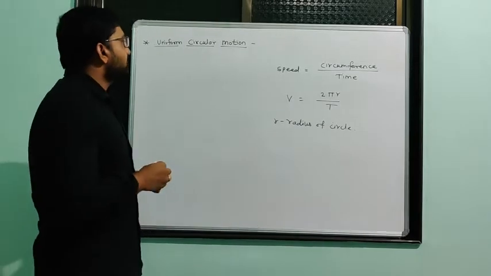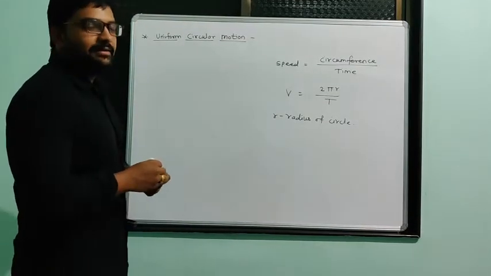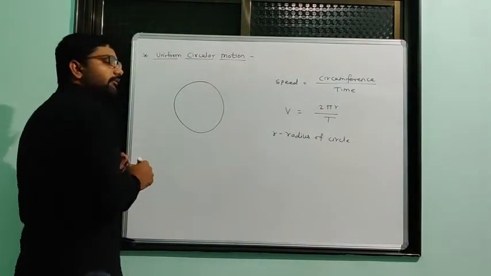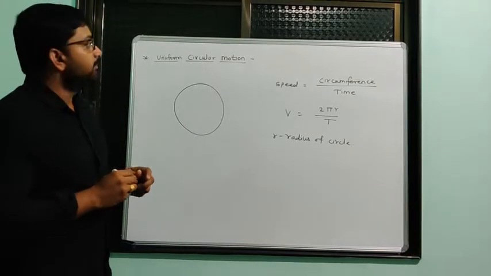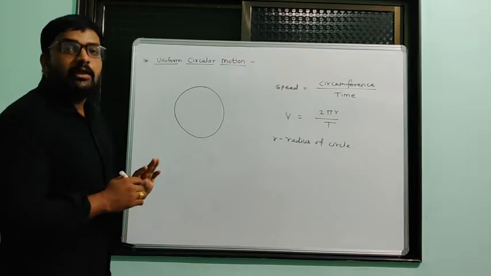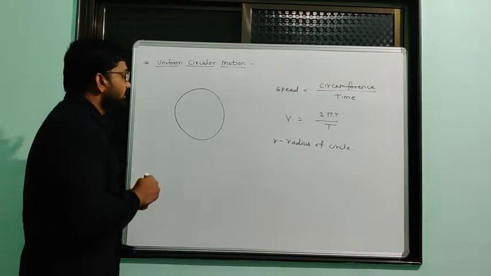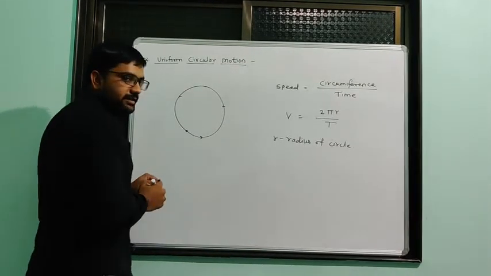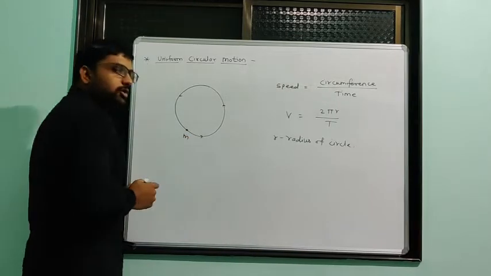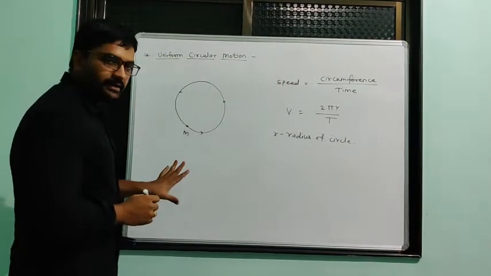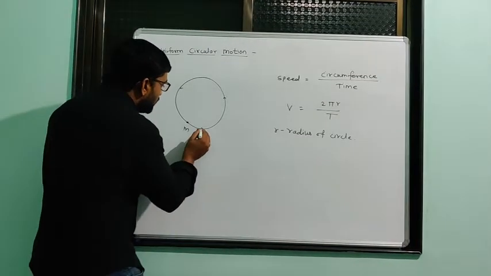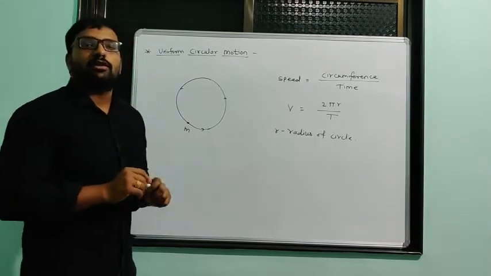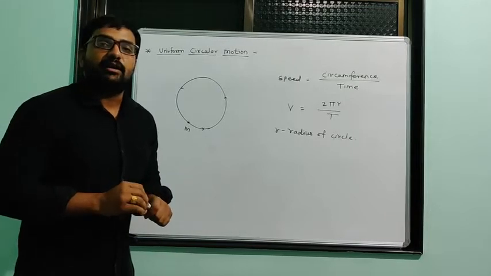So first of all, the word circular motion indicates that this motion is simply in the shape of a circle. Motion of an object is in the shape of a circle. Suppose this is one object having mass m, and this is one circle. If an object moves along the circumference of a circle, then that motion of an object is simply called a circular motion.